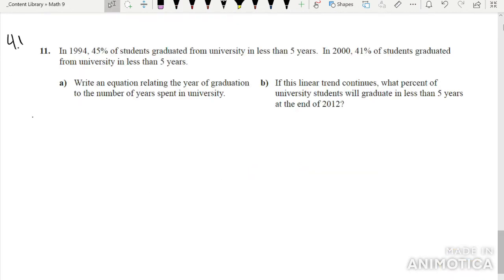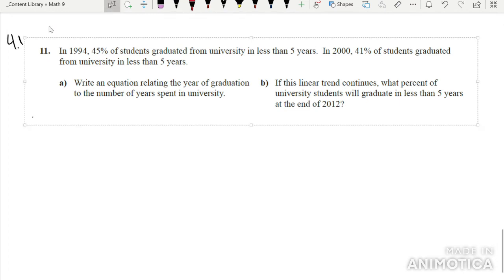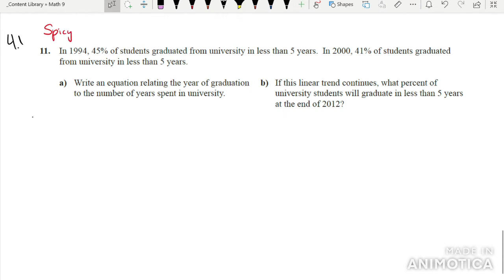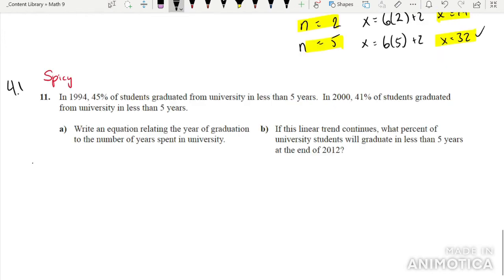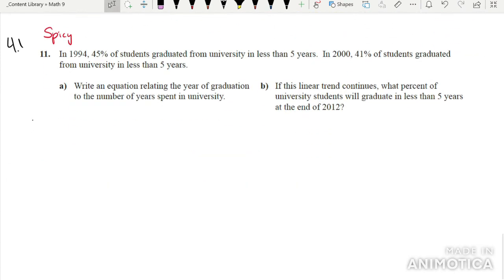All right, the last example I'm going to show today is a word problem. It's from 4.1. This is definitely a spicy word problem, but you'll be able to see how I can solve this in a very similar way to the above problems. So I'll read the question out first. And there's actually going to be a discussion question for marks that we're going to put into teams. So the question reads, in 1994, 45% of the students graduated from university in less than 5 years. In 2000, 41% of students graduated university in less than 5 years.